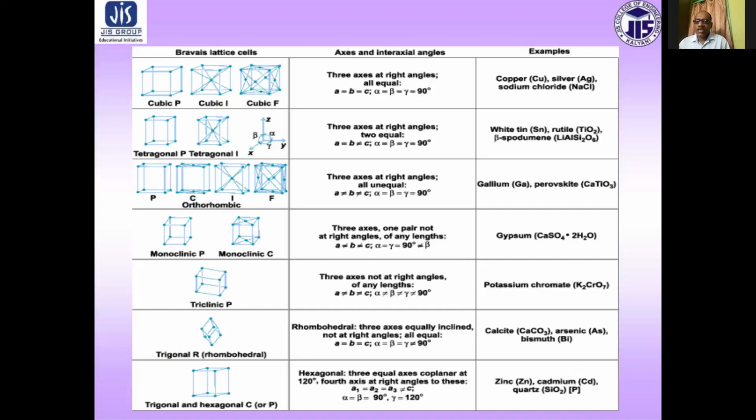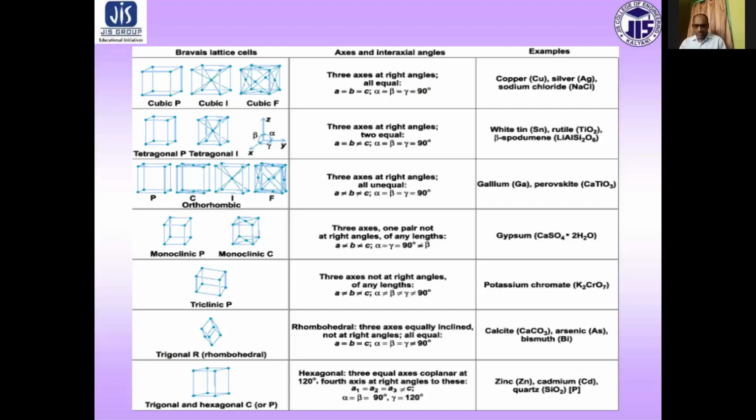Another structure is called hexagonal, which may be C or P type. In this case, three equal axes are coplanar at 120 degrees, and a fourth axis is at right angles to these, given as A1, A2, and A3, which are not equal to C. Two angles are mutually perpendicular, and the third angle gamma is at 120 degrees. For example, zinc, cadmium, and quartz have this type of structure.